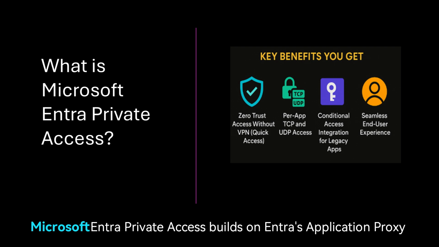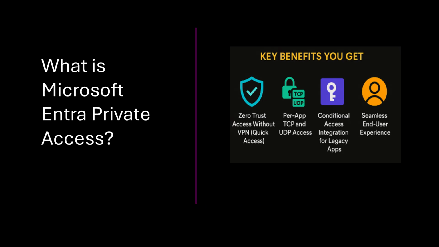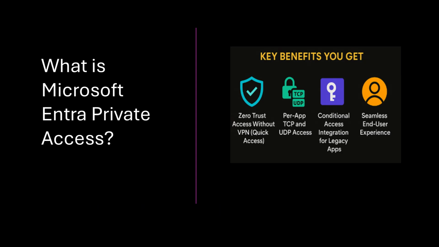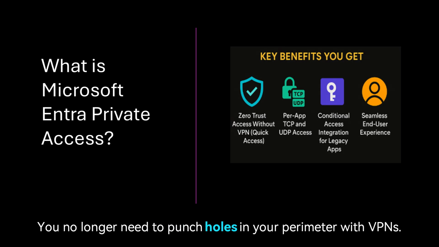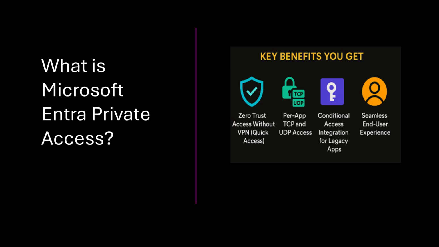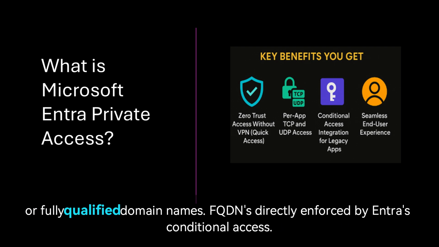Instead, Microsoft Entra Private Access builds on Entra's application proxy and extends secure access to any private resource, any port, any protocol. Let's walk through what makes this a game changer for your access strategy. You no longer need to punch holes in your perimeter with VPNs. Instead, users connect to specific internal resources using quick access. That means secure access to defined IP addresses or fully qualified domain names, FQDNs, directly enforced by Entra's Conditional Access.